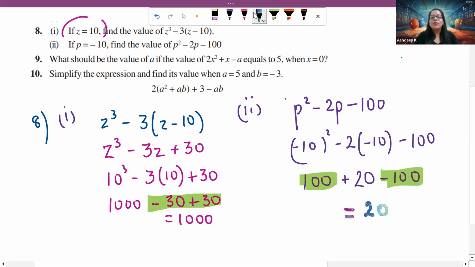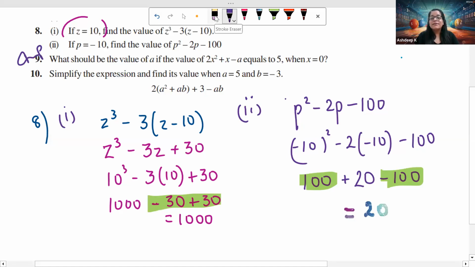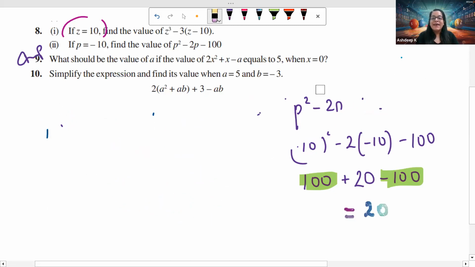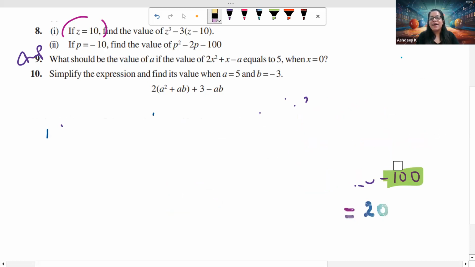Now we're going to try our question number 9. As you all can see, question number 9 is a bit different from what we have done up till now. This is a very important question. I want every one of you to quickly try this question with me. All right, so let's quickly get started, everyone.